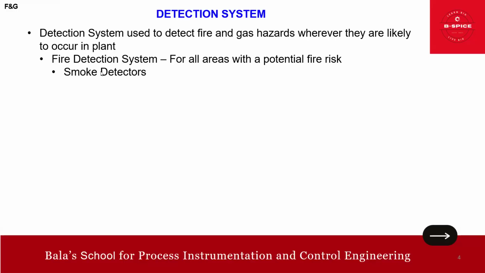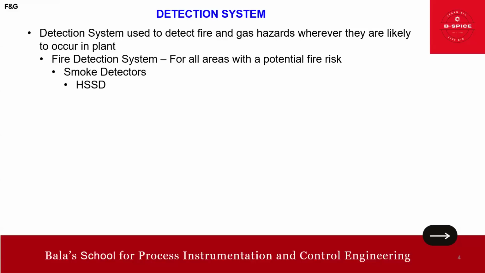For the fire detection system, there are a lot of items actually. One is the smoke detectors. If you talk about fire detection, this is for all areas with a potential fire risk. Under this, we have smoke detector. Under smoke detector, we have HSSD. So what is HSSD? Friends, one more point: I'm actually explaining more on each concept, I'm explaining more orally.